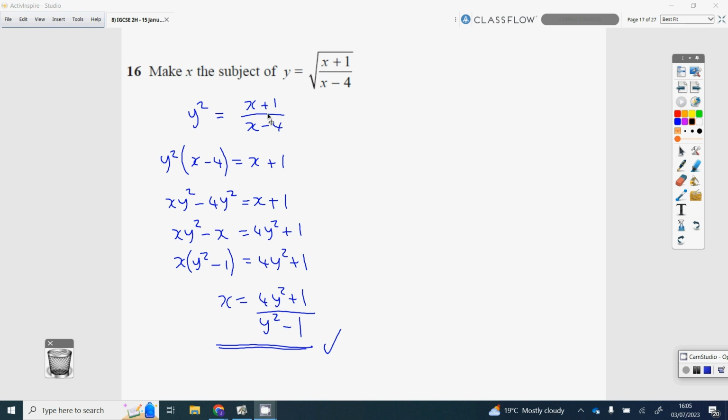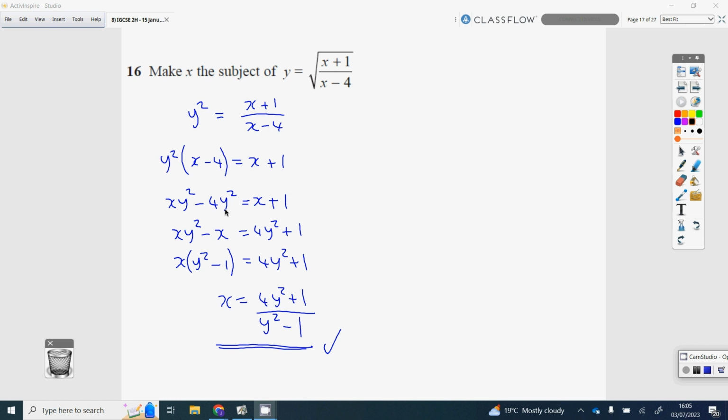Now, we want to move away from having a fraction. So how do we undo dividing by x minus 4? We multiply by x minus 4, which I've done here. Keep it in a bracket because the y squared has to be multiplied by both of these terms. So my third line, I've just expanded the bracket. y squared times x is xy squared, and y squared times minus 4 is minus 4y squared.